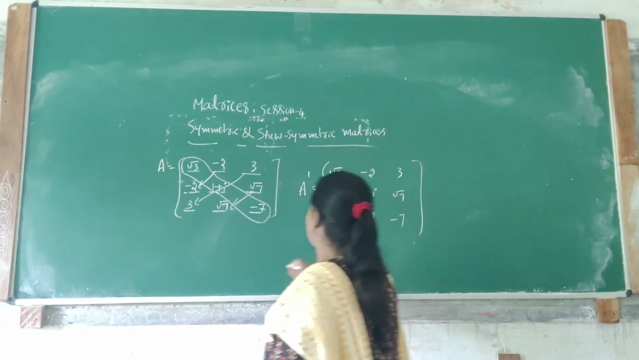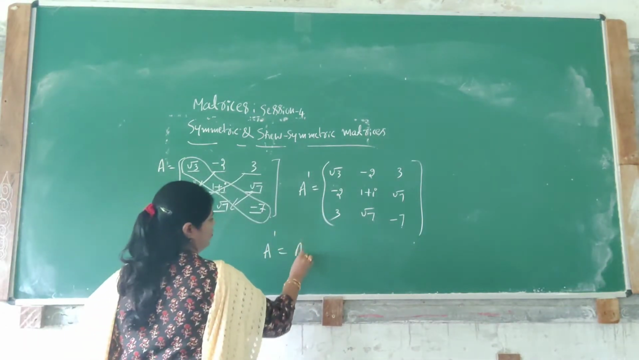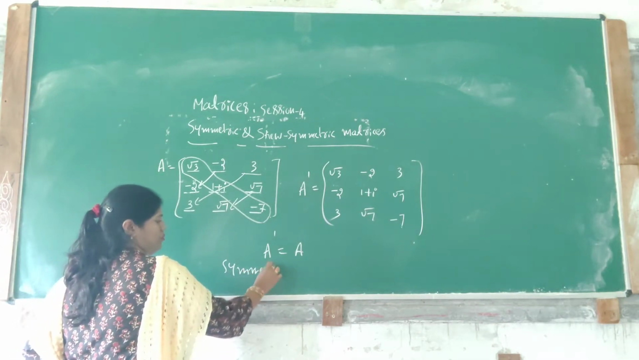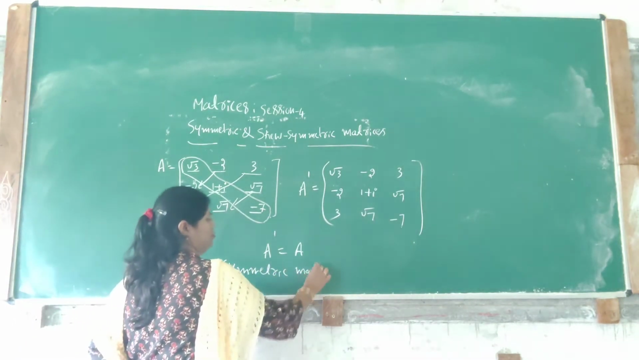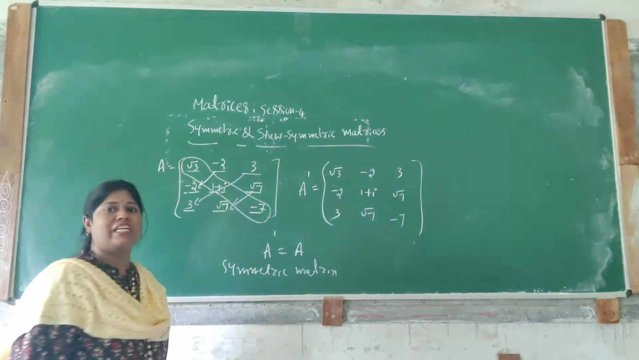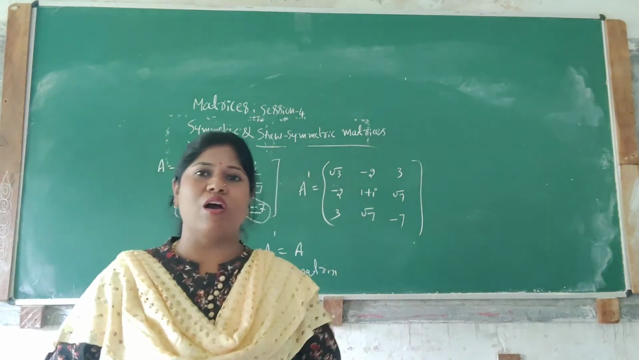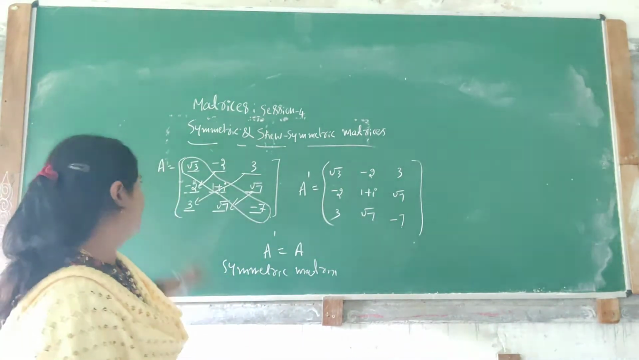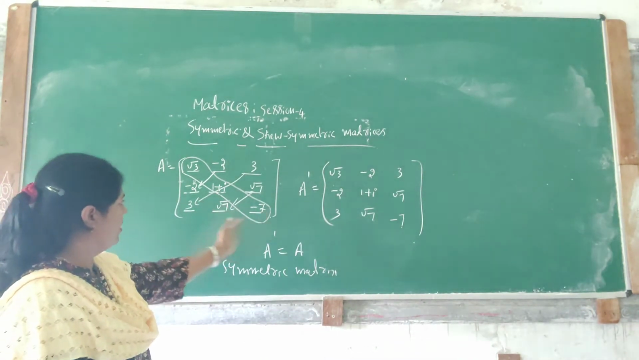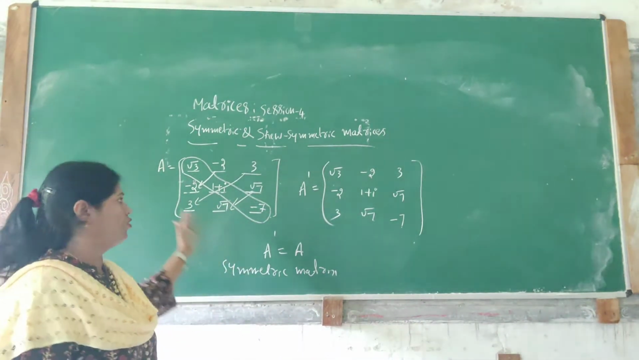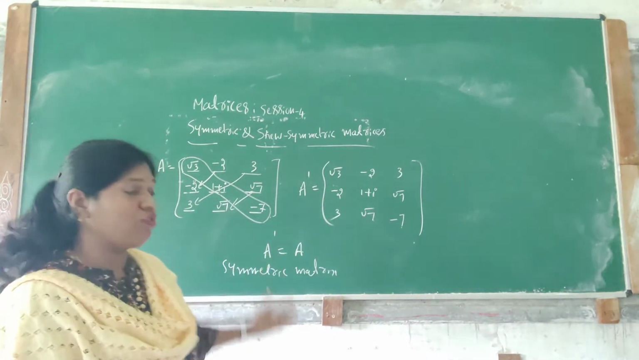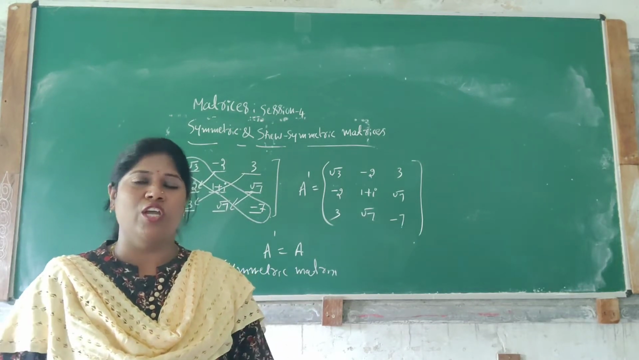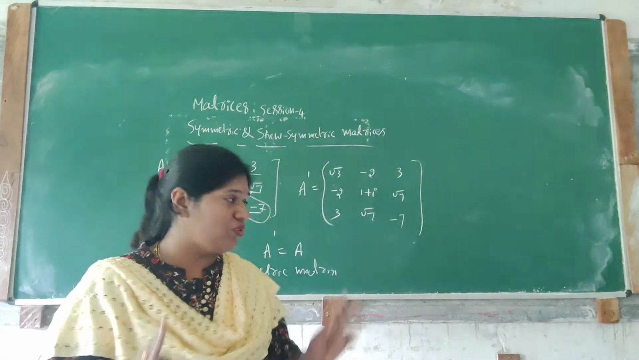So, here A dash is equal to A. This one is the symmetric matrix. A square matrix A is said to be symmetric if A dash is equal to A. Then only it is called a symmetric matrix. So, you can check the elements. These elements are the same. Both the matrices are the same. Otherwise, it is not called a symmetric matrix. The symmetric matrix definition is very important.